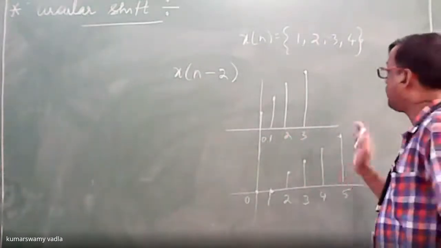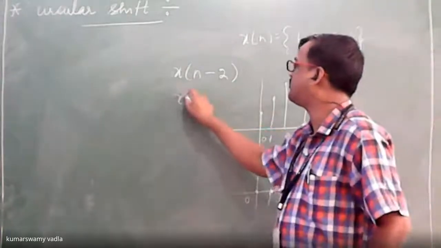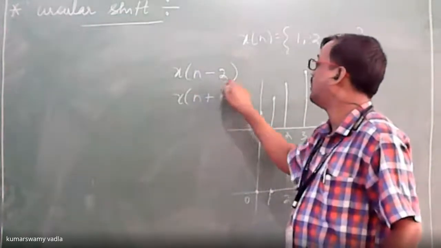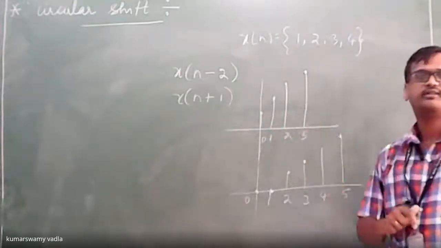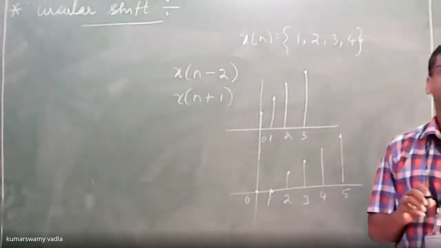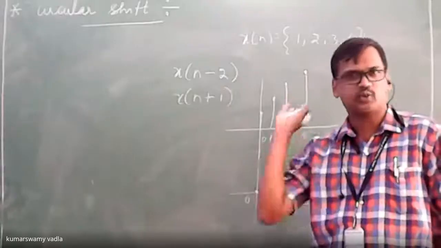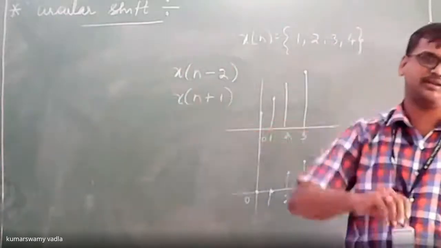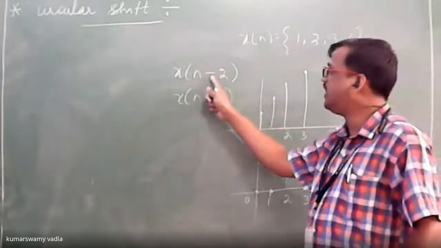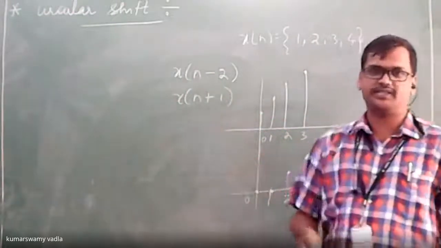Now, next, if I want to represent x of n plus 1, what happens to this signal? It will be shifting by 1 place towards the left-hand side. Delay is for the right shift. This is called advance operation. Yes or no?